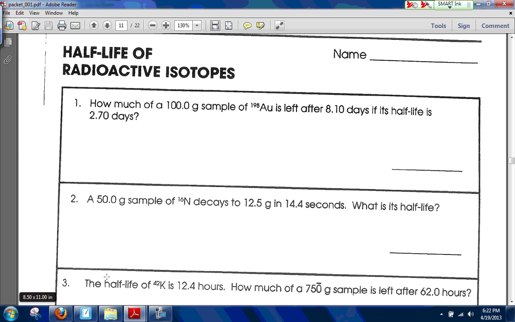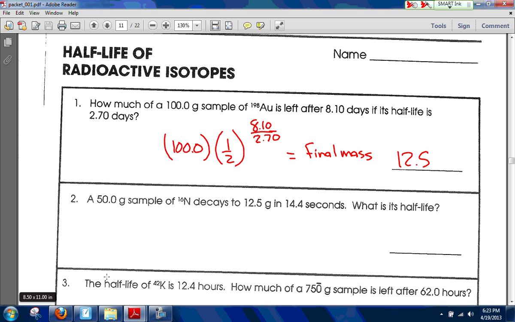So we had 100 grams. That's 100.0, and that is our initial mass times 1/2 raised to the number of half-lives. If the half-life is 2.7 days and I did 8.10 days, that's going to be 8.10 divided by 2.70. And that'll equal your final mass. So again, grab the handy-dandy calculator, and you do 100 times 1/2. I like to just use 0.5. Raised to the power. Now make sure to put this part in parentheses. 8.10 divided by 2.70. And we get a final mass of 12.5 grams. That's it.